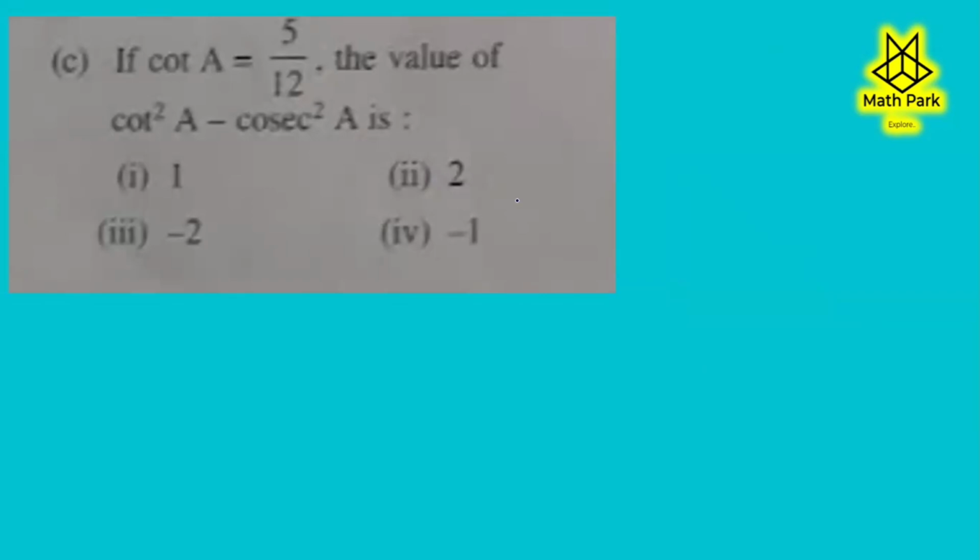Put cot A is equal to 5 by 12. Find the value of cot square A minus cosec square A. Again, A is an acute angle. Cot A is 5 by 12. So let us take this triangle ABC where cot A.